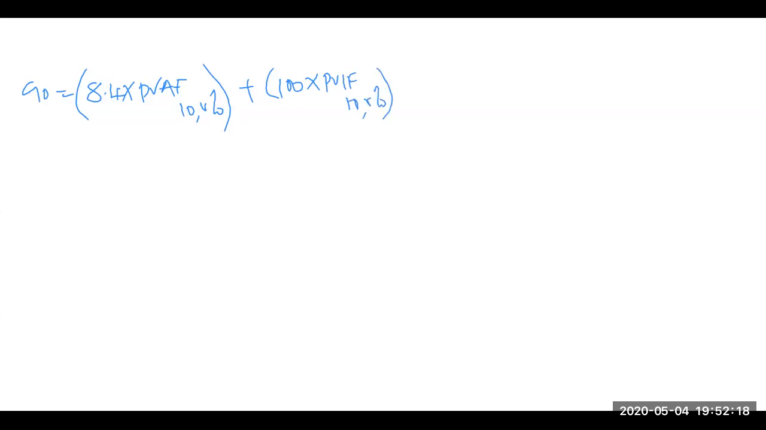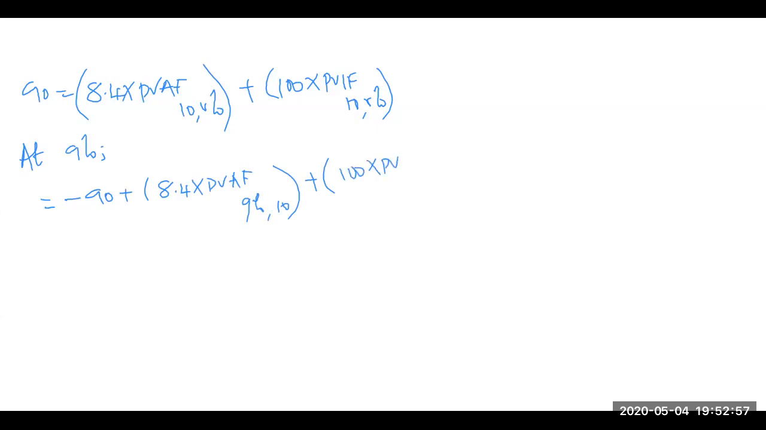Okay, try another method. 8.4 divided by 90 in percent. What will be the cost of this bond if it was irredeemable? 8.4 divided by 90 in percent. We get 9.33. So we can begin at 9. So we can have our first discount rate at 9%. So at 9%, it will be negative 90 plus 8.4 times present value interest factor 9%, 10 years. Redemption value is 100, present value interest factor 10 years, 9%.